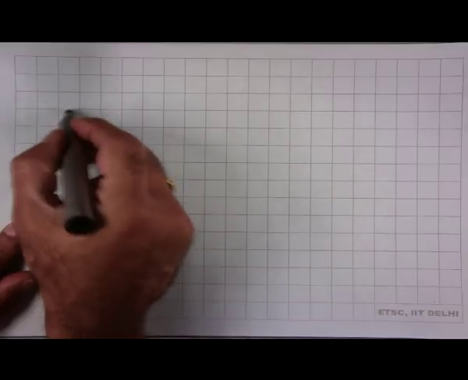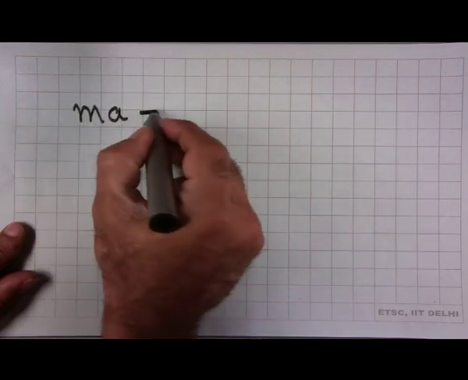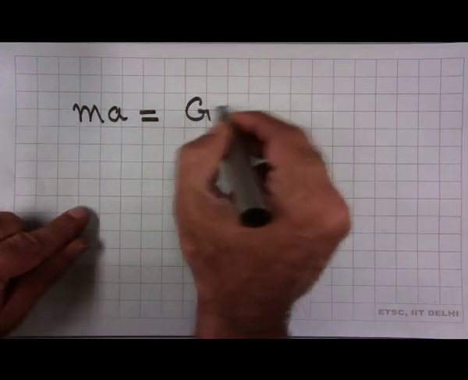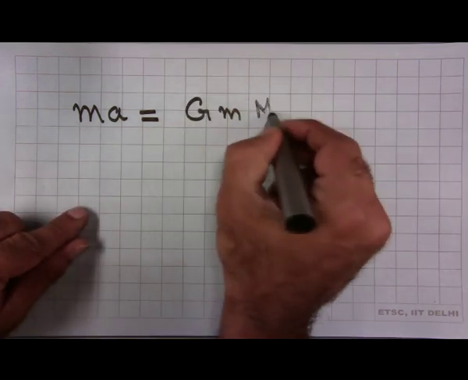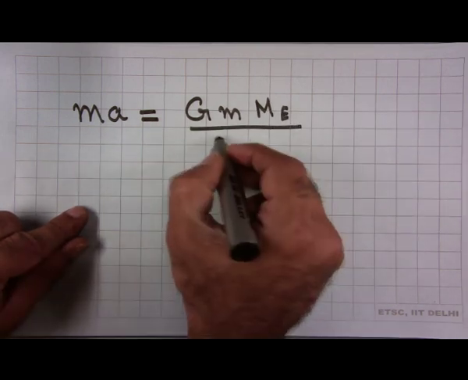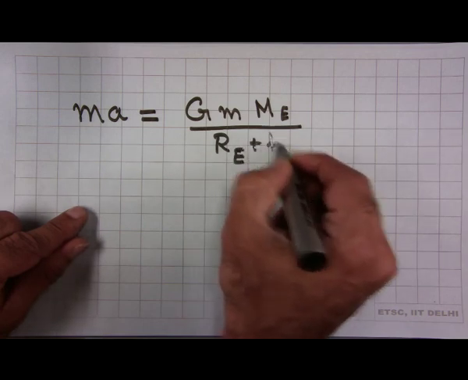So what we have to do is to remember that I am going to write mass into acceleration. This is a freely falling body on the left hand side, and this will be G m times mass of the earth divided by, now I will be a little bit more careful, I will write it as radius of the earth plus h whole square.